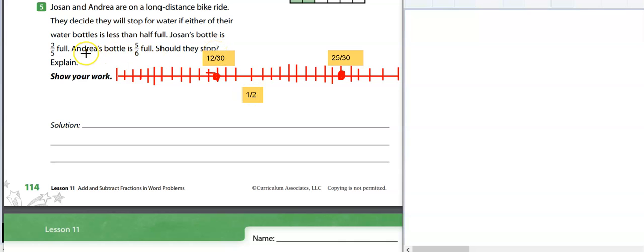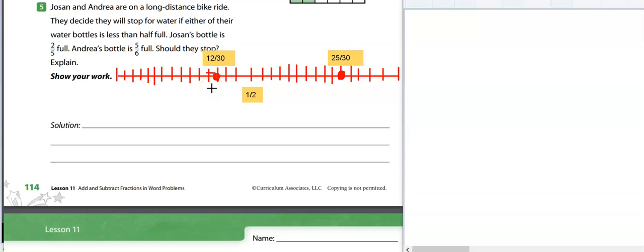Now let's go ahead and look at Andrea's bottle. Andrea's bottle is 5/6 of the way full. We know that 5/6 is equivalent to 25/30. 25/30 is right here on the number line, and that is more than halfway full. So that means we will have to stop for water because Josan's bottle is less than halfway full.